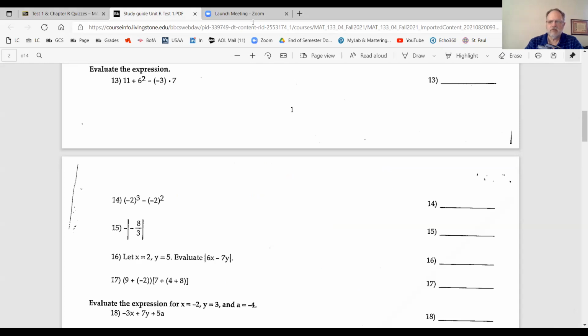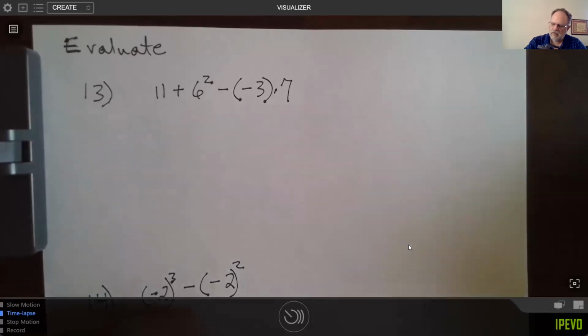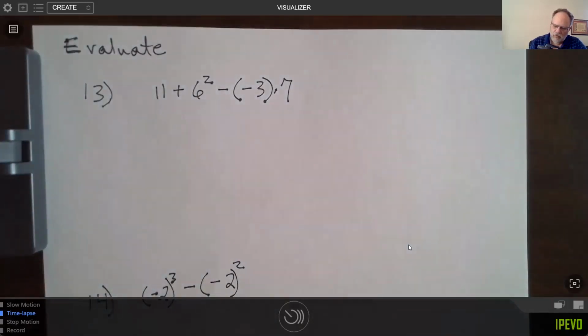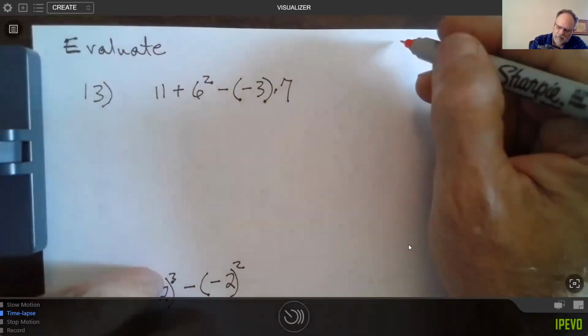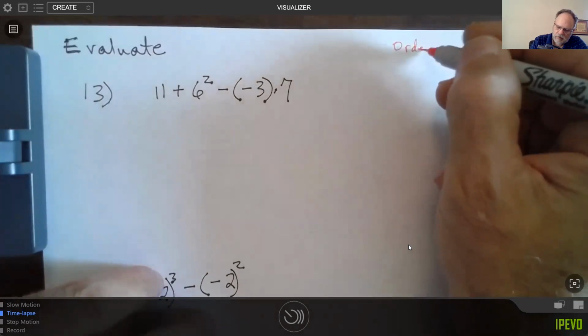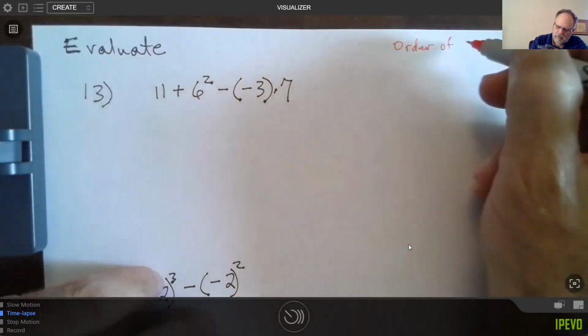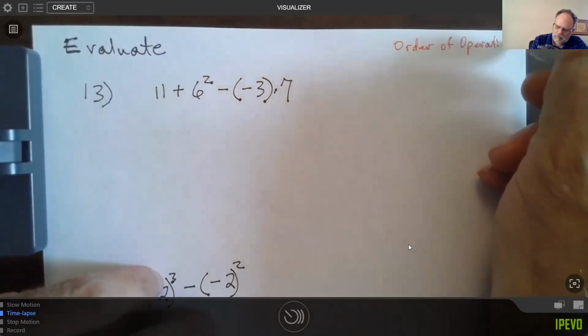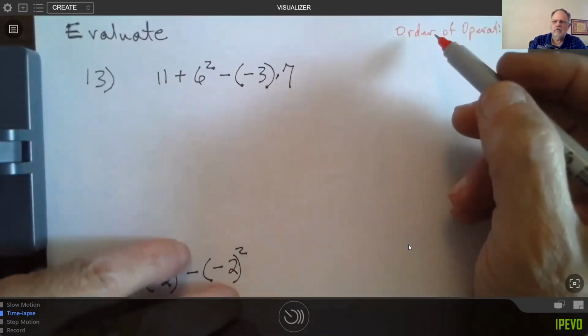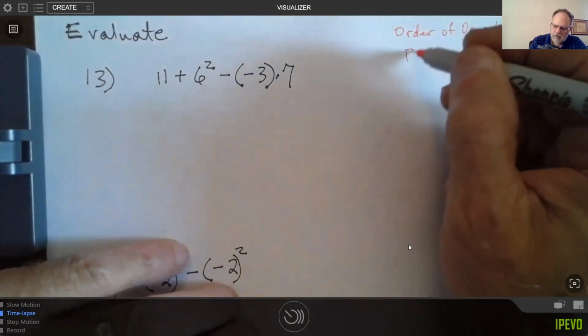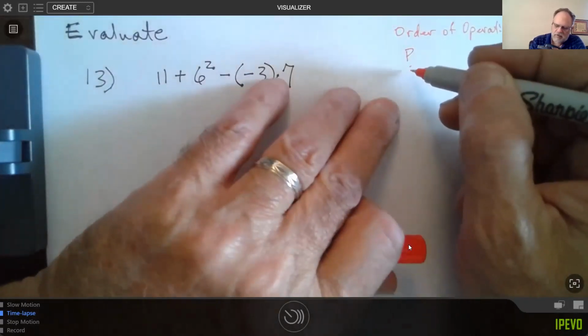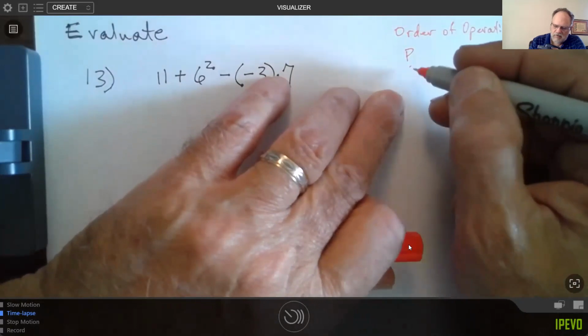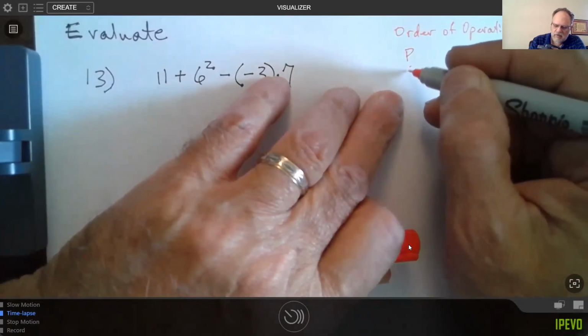Let's go to our sheet. And the first thing we want to look at is the order of operations. In the order of operations, a lot of people like to use the memory device or the mnemonic device.